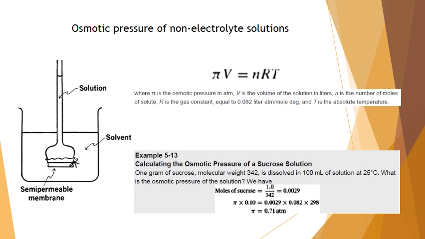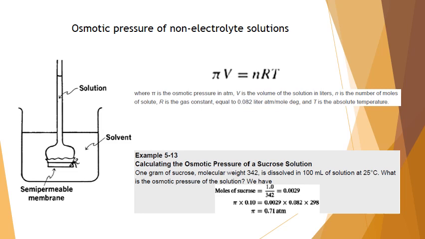Now, if we try to calculate the osmotic pressure for a solution of non-electrolyte, we can simply use this equation, which is pi multiplied by V equals nRT, where pi is the osmotic pressure in atmosphere, V is the volume of the solution in liters, n is the number of moles of the solute, R is the gas constant, and it equals 0.082 liter atmosphere divided by mole degree, and T is the absolute temperature, so it's not the ordinary temperature, it's the absolute temperature.